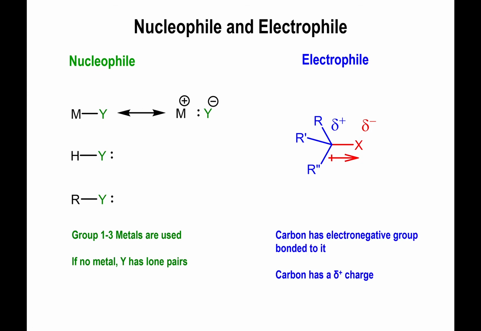All right, so keep that in mind, and the fact that this carbon is going to develop a delta plus on it as a result of being bound to this electronegative group. And just to drive the concept forward, nucleophile stands for loving positive charge, electrophile stands for loving negative charge. In essence, they want to be associated with each other.